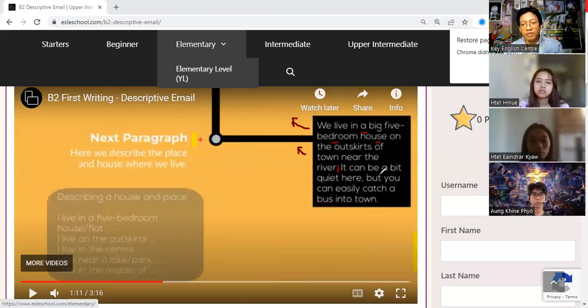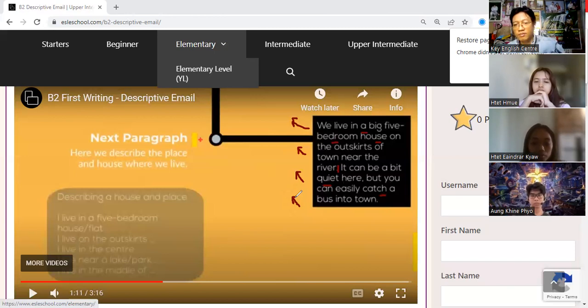Okay. And then it can be a bit quiet here. So your house, where is your house situated? The environment or surrounding? Quiet or noisy? Okay. But you can easily catch a bus into town. Catch a bus means transport, right?